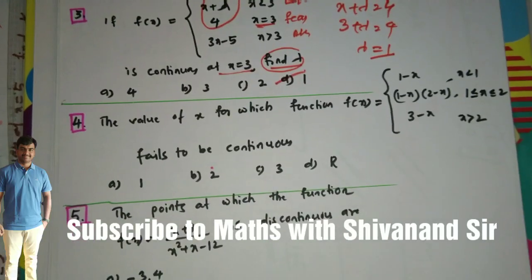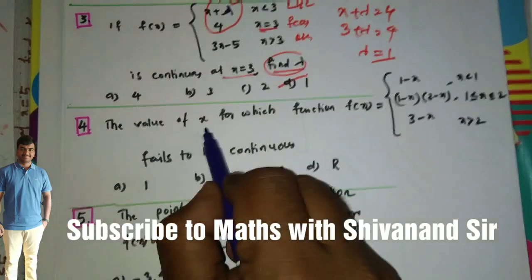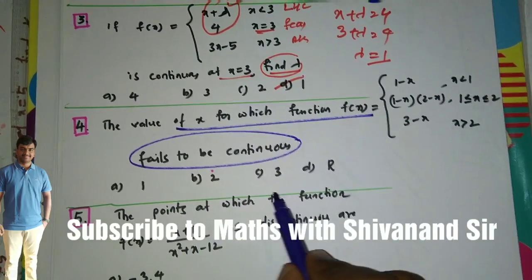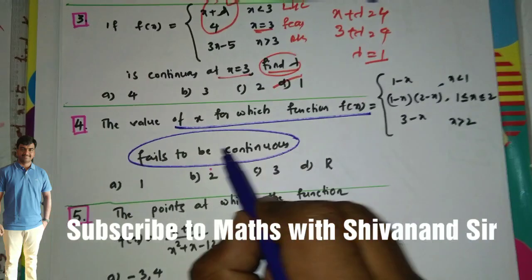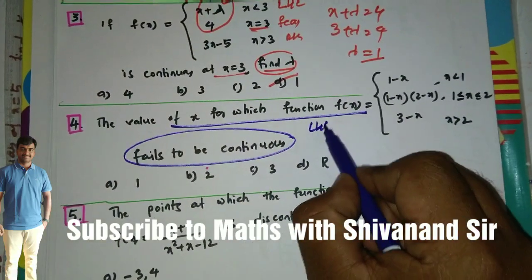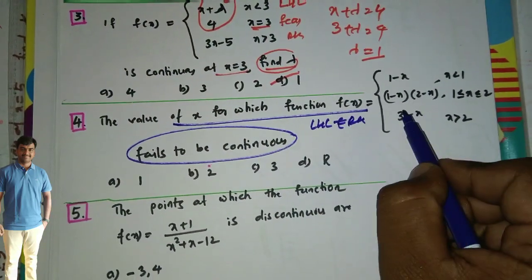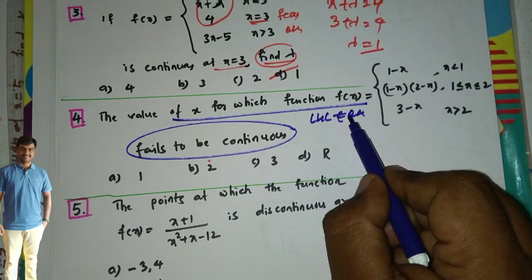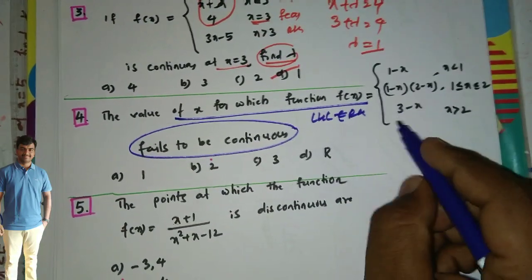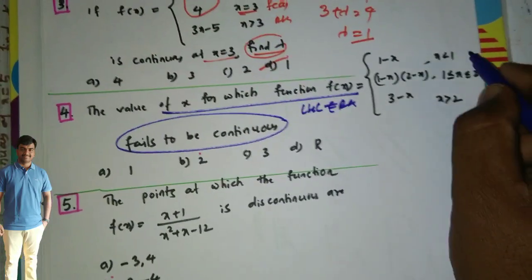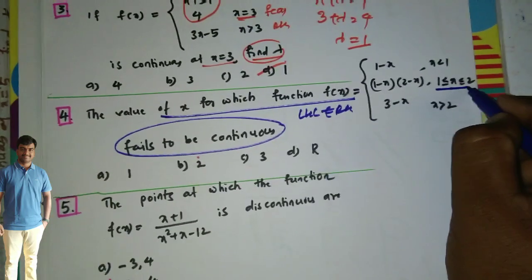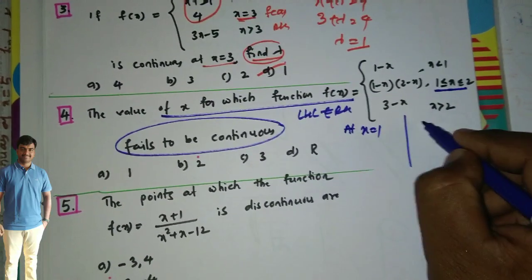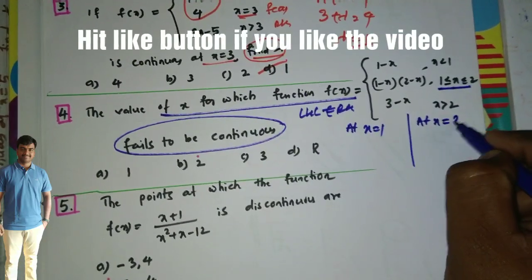Now go with the fourth question here. Okay, so what is the question here? The value of x for which the function f of x fails to be continuous. At what value does the function fail to be continuous? Nothing but for what are all the values of x where LHL is not equal to RHL is not equal to f of a. So either LHL is not equal to RHL or it is not equal to f of a. So now check the continuity at two points here. One at x equal to 1, other at x equal to 2. Where the equal sign comes, at such points you need to check continuity. At x equal to 1 also you need to check here. At x equal to 2 also you need to check here.